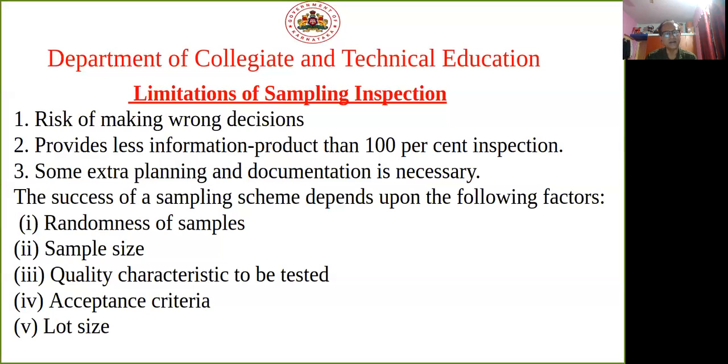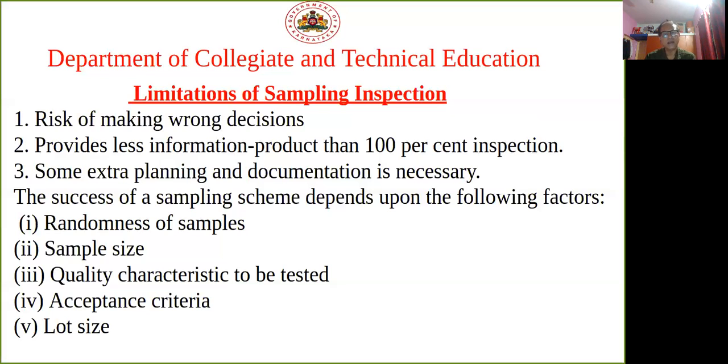The third disadvantage is that some extra planning and documentation is required. When the process goes wrong, naturally they need to bring the process under control. To bring the process under control, planning is required and documentation is necessary. That's why this is the third disadvantage of acceptance sampling inspection.